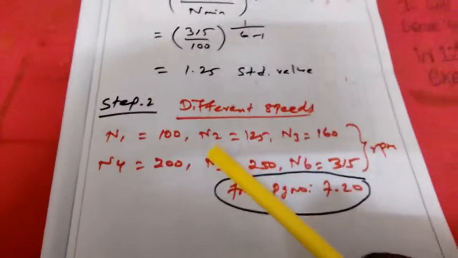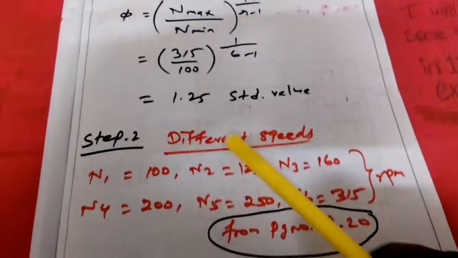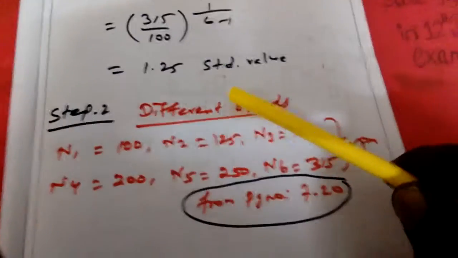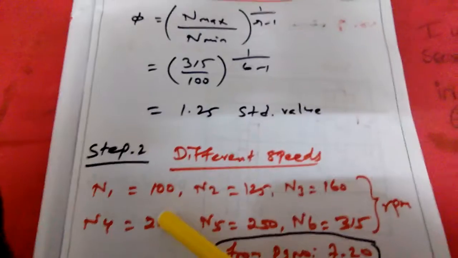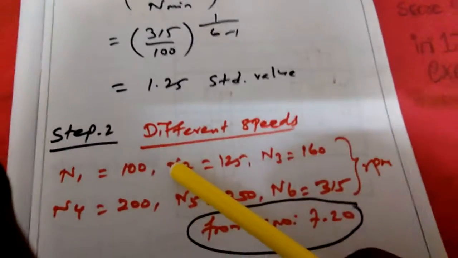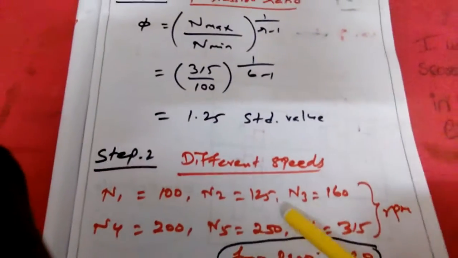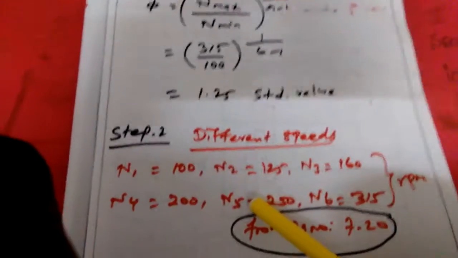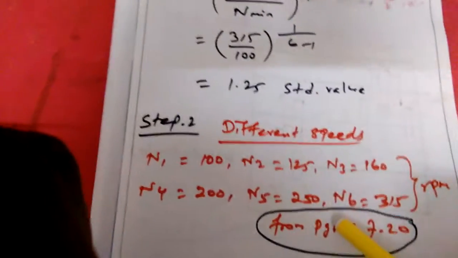Next, step number 2 is the different speeds. How to select the different speeds? From the data book 7.20, from there for the 1.25 progression value, we can directly take all the speeds n1, n2, n3, n4, n5 and n6. The minimum speed is 100 rpm, it will be given to you. Next, what is the next speed in the 1.25 progression value? N2 is equal to 125, N3 is equal to 160, N4 is equal to 200, N5 is equal to 250 and N6 is equal to 315 rpm, from page number 7.20.